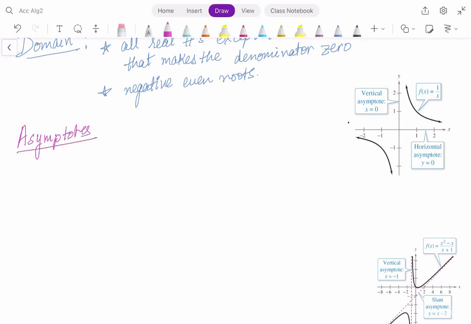But what is the meaning of asymptote? An asymptote is nothing but a line that a curve approaches as it moves towards infinity. It can be positive infinity or negative infinity.